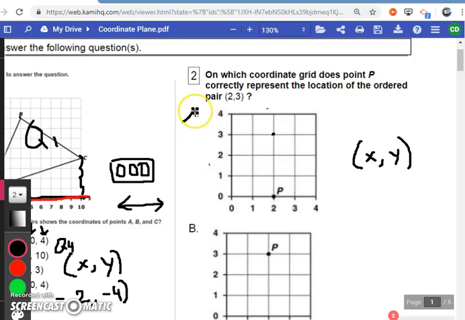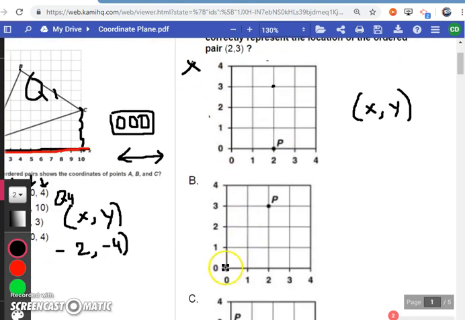So A is not correct. B, let's go ahead and take a look. We start at the origin, 0, 0. We move to the right 2 times, and then up 3. Yep, we nailed it.